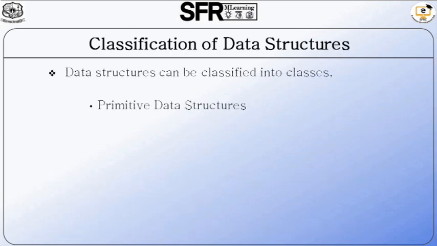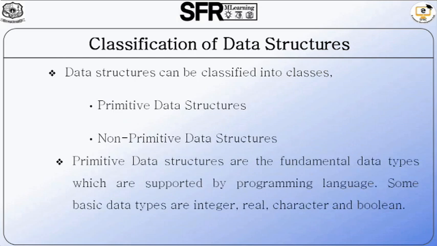Next, classification of data structure. Data structure is classified into two categories: primitive data structure, non-primitive data structure. Primitive data structures are the fundamental data types which are supported by programming language. So, examples of some basic data types are int, float, character, real and boolean.